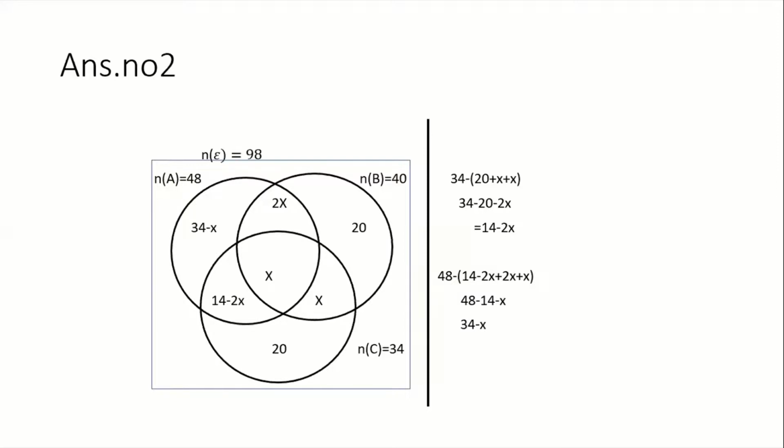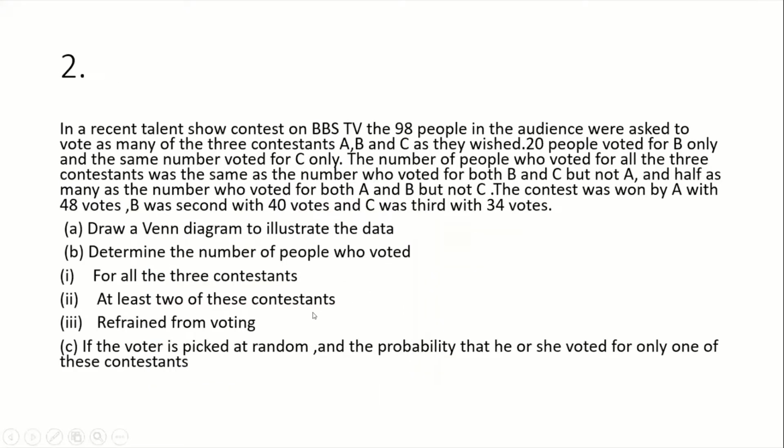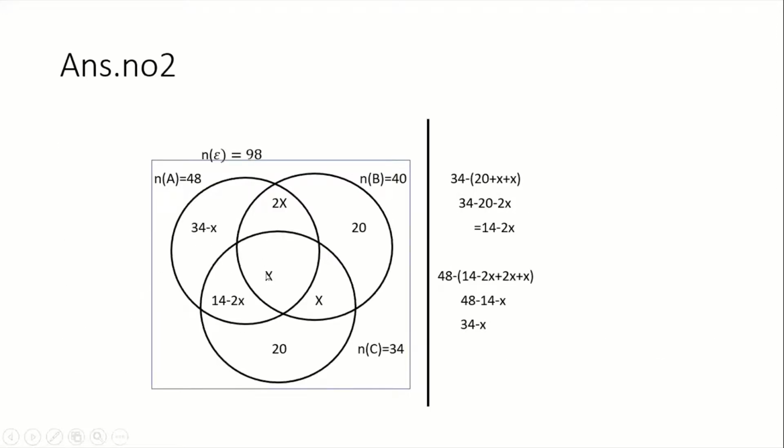Okay, so this is what the question said. The number of people who voted for all the 3 contestants was half as many as the number of people who voted for A and B but not C. So they are telling us those who voted for all the 3 contestants was just half of those who voted for A intersection B but not C. So this A intersection B but not C is 2x. Okay, thank you so much.